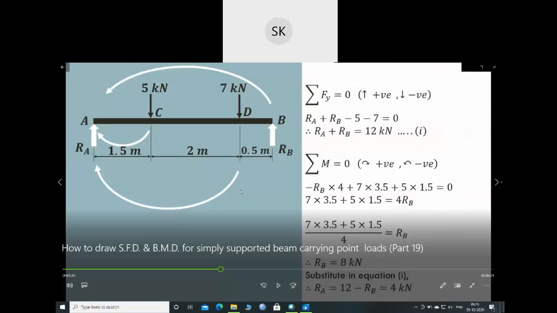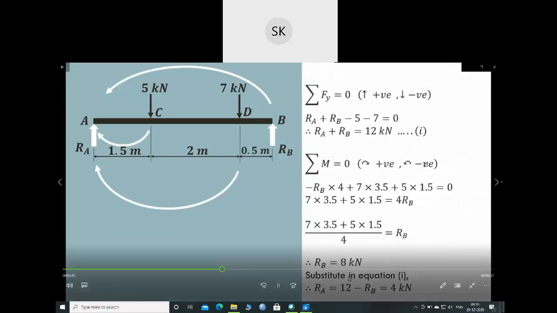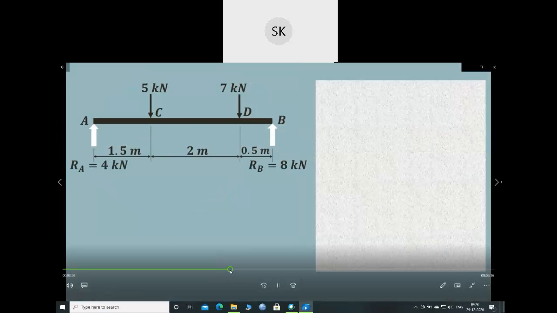So the first step of every problem in shear force and bending moment diagram is to find out the external forces, that means to find out the support reactions. That will be the first step. Next step will be to determine the shear force. So let's see the next step. RA is 12 minus 8, and that is nothing but 4 kilonewton. So now we'll start with the shear force diagram calculations.